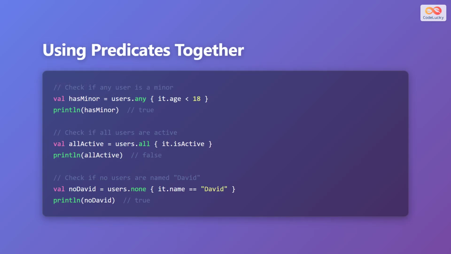Now let's use all 3 predicate functions on our users list. First, we check if any user is a minor by testing if their age is less than 18. This returns true because Bob is 17. Next, we check if all users are active. This returns false because Charlie is not active. Finally, we check if no users are named David. This returns true because none of our users have that name. These examples show how predicates help you query collections efficiently.